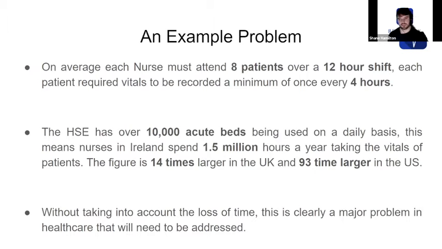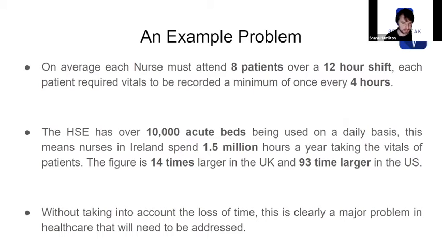So 8 patients over a 12-hour shift. On average, they measure the patient's vitals every 4 hours, and it's put into a chart, which is then used to analyze the risks to the patient's life. Each nurse in Ireland will do this. There are 10,000 acute beds in Ireland, which corresponds to 1.5 million hours a year for Irish nurses doing this. That number is 40 times larger in the UK, and 93 times larger in the US.